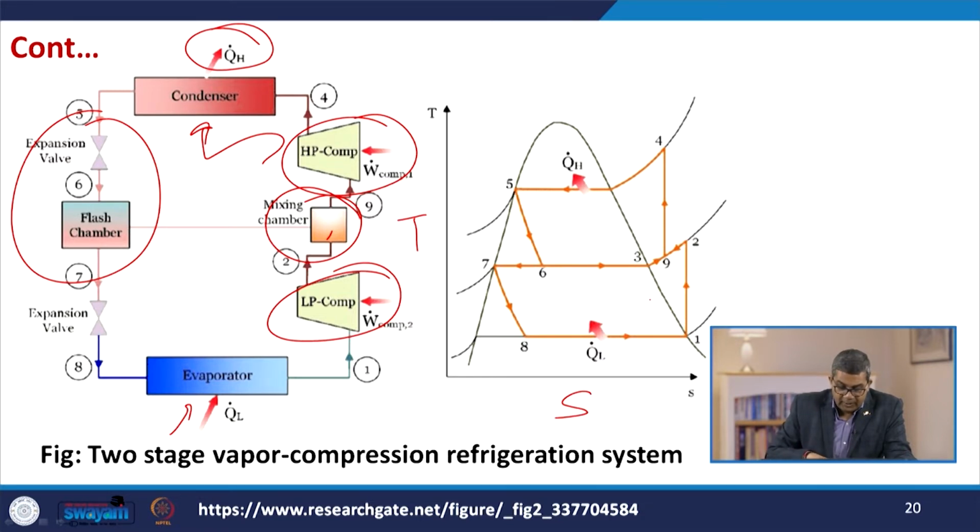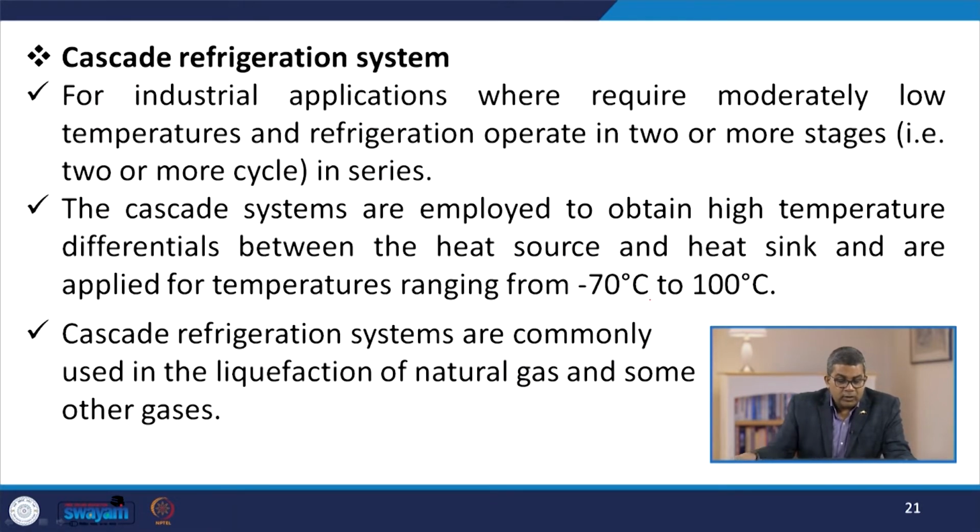Now, let us talk about the cascade refrigeration system. Industrial applications which sometimes require moderately low temperature refrigeration operate in two or more stages, that is, sometimes called two or more cycles in series. The cascade systems are employed to obtain a high temperature differential between the heat source and heat sink and are applied for temperatures ranging from minus 70 degrees Celsius to 100 degrees Celsius.